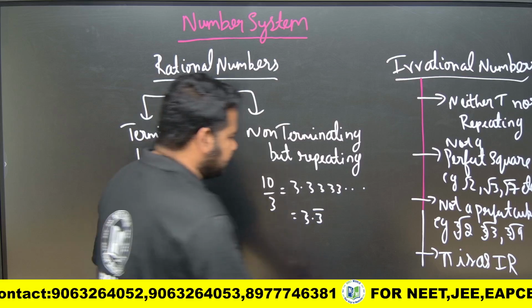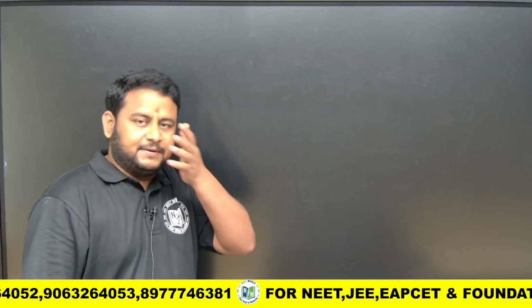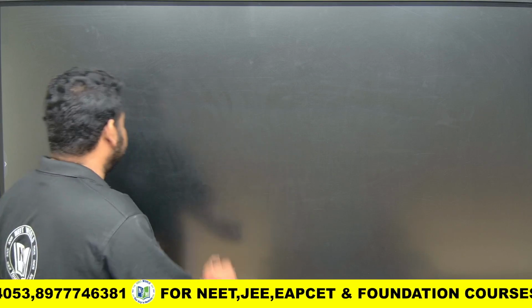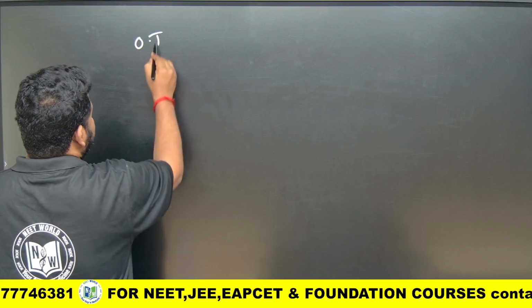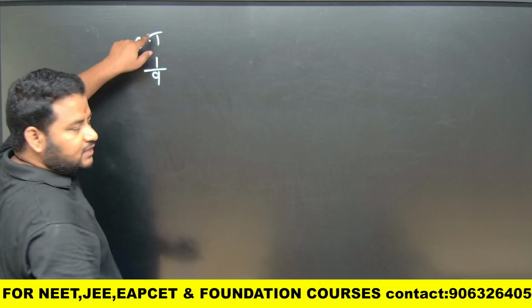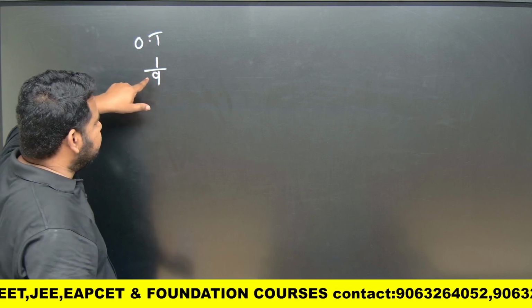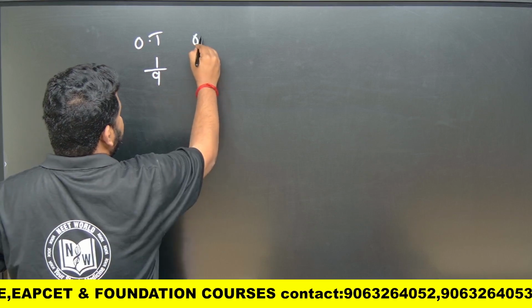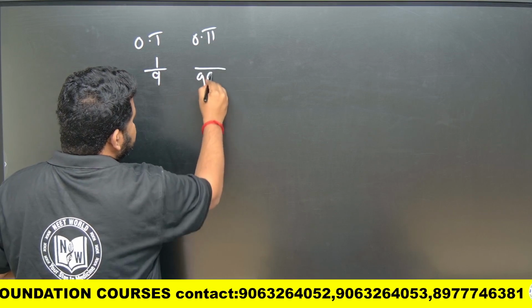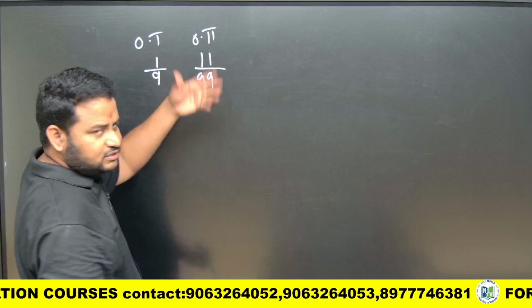And also we learned how to convert non-terminating but repeating decimals into p by q form, into rational form. For example, we took 0.1 bar. By the shortcut method, we can write 1 divided by 9. If the bar is on one digit, then we will have 9. Suppose you have 0.11 bar, the bar is on 2 digits, so we will have 2 nines, and the numerator will have 11 itself. This you can further simplify.